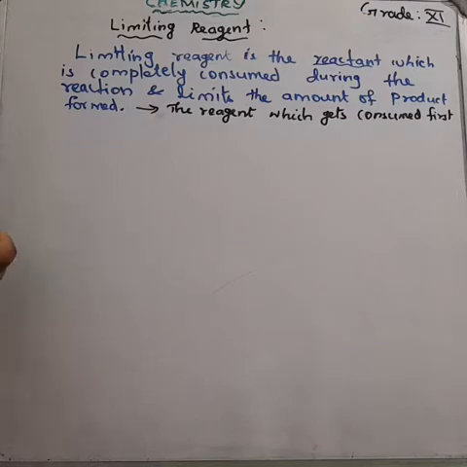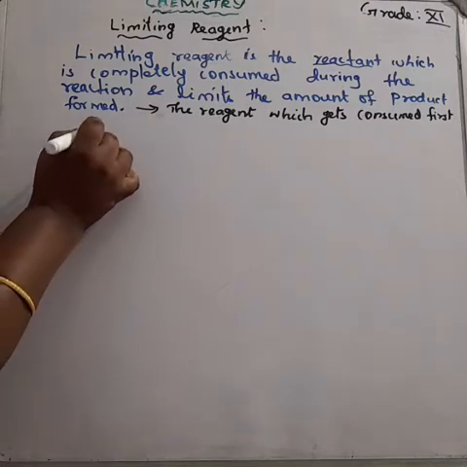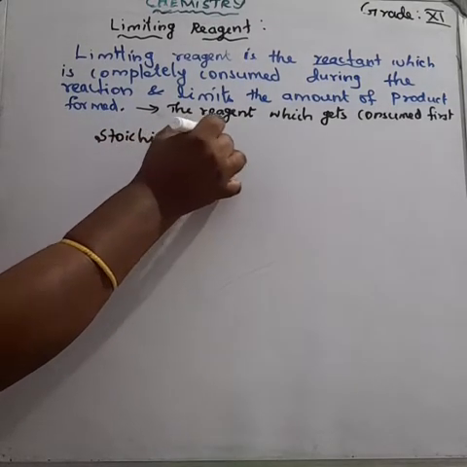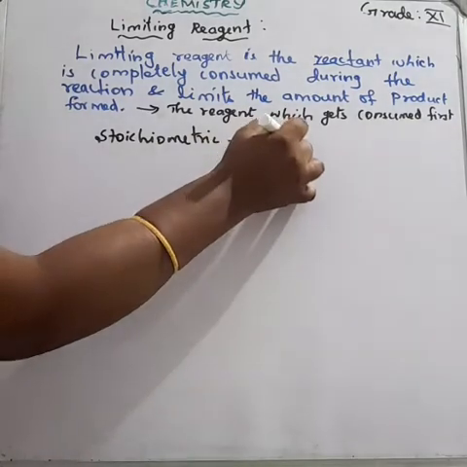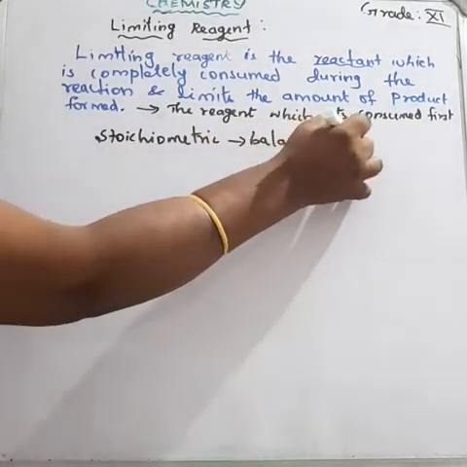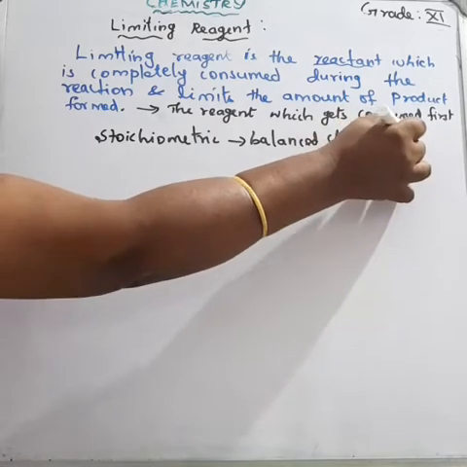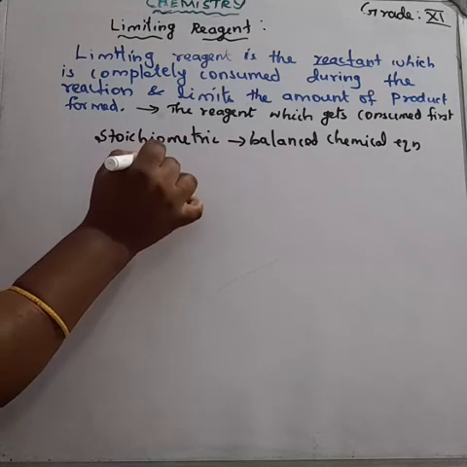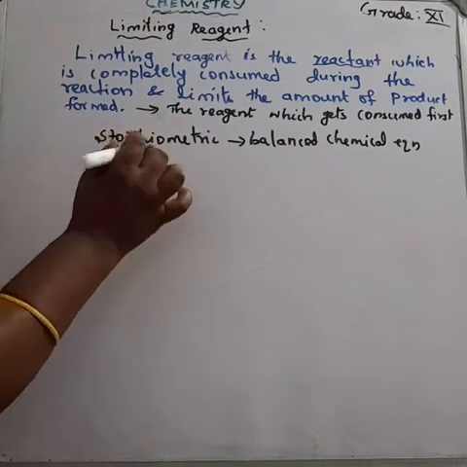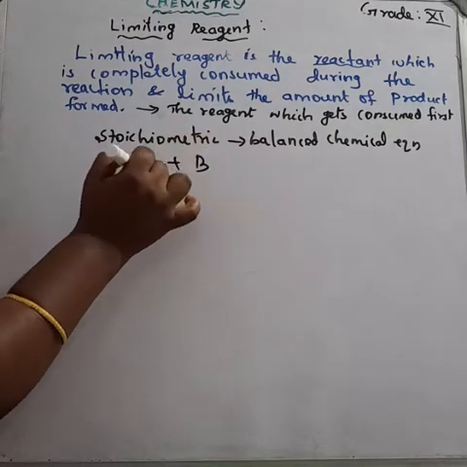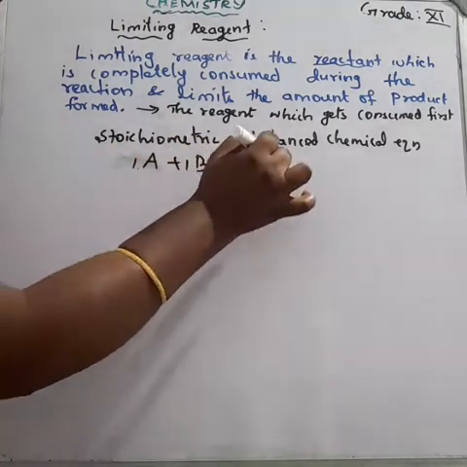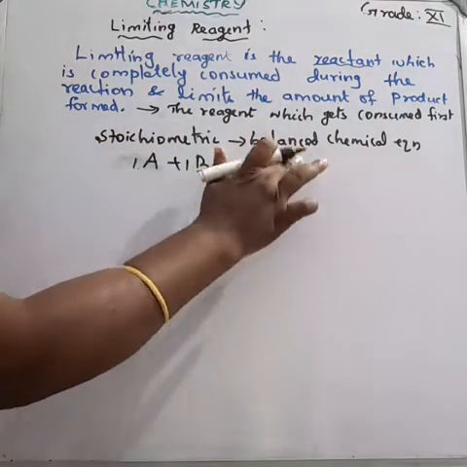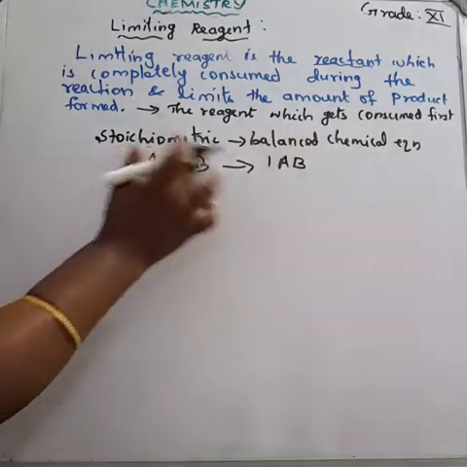For example, stoichiometric means the balanced chemical equation. Balanced means the equation should be balanced, for example 1 mole of A. So, for example, reactant A plus B gives AB. A is 1 mole plus B is 1 mole gives AB is 1 mole. That is the balanced chemical equation. Otherwise we call this stoichiometric. Stoichiometric means balanced chemical equation.